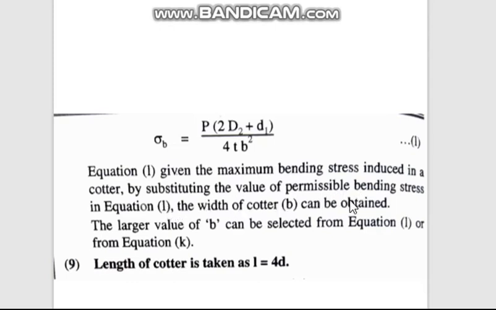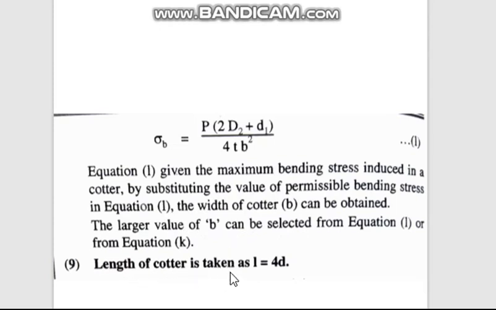By substituting the value of permissible bending stress in equation 1, the width of the cotter B can be obtained considering the bending failure. It may fail in bending also. See now, cotter, how many ways is it failing? Cotter is failing in shear, cotter is failing in bending, and cotter may fail in crushing also. But that crushing equation we have not seen. Okay, so earlier also we got B. So the larger of the two values of B can be selected.